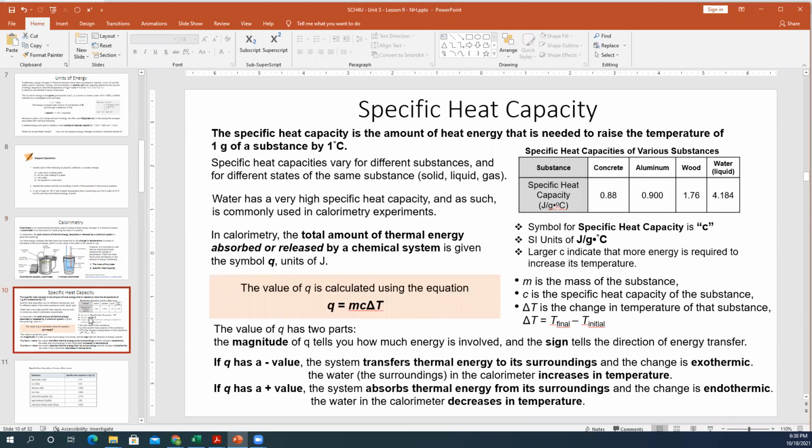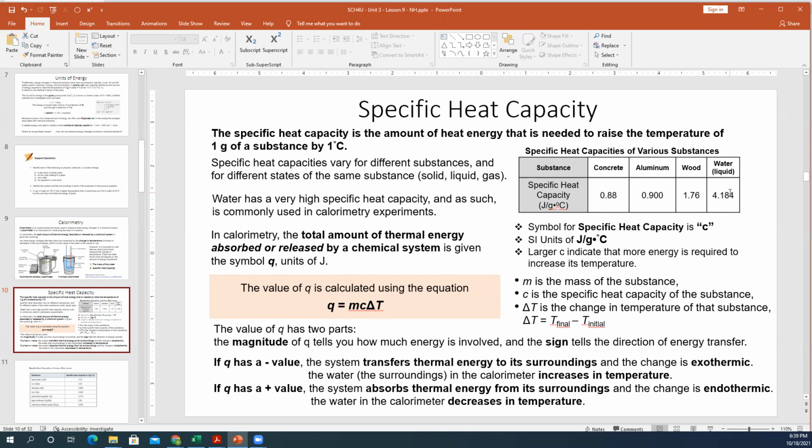So specific heat capacity is the amount of heat energy that is needed to raise the temperature of 1 gram of any substance by 1 degree. So specific heat capacities of various substances, for example, concrete, aluminum, wood, water in the liquid state, these are the specific heat capacities. And these are given in joules per gram degrees Celsius. So for concrete, it's 0.88. Aluminum, it's slightly higher, 0.9. For wood, it's 1.76. And for water, water has the highest heat capacity.